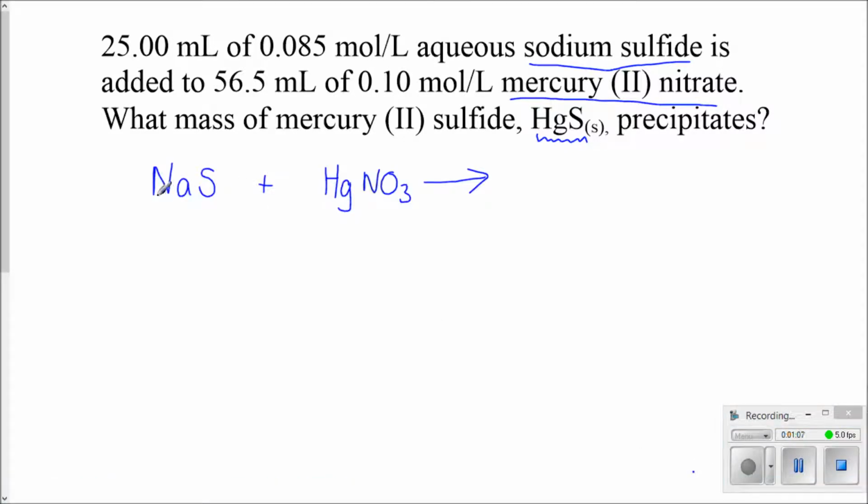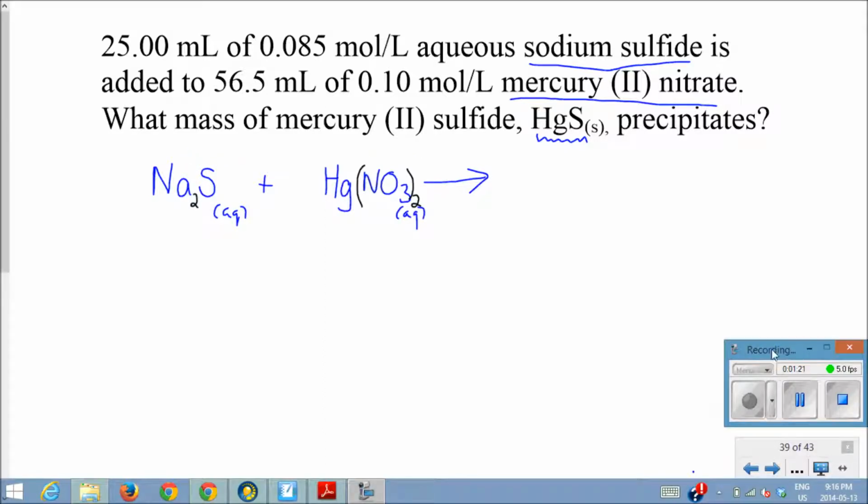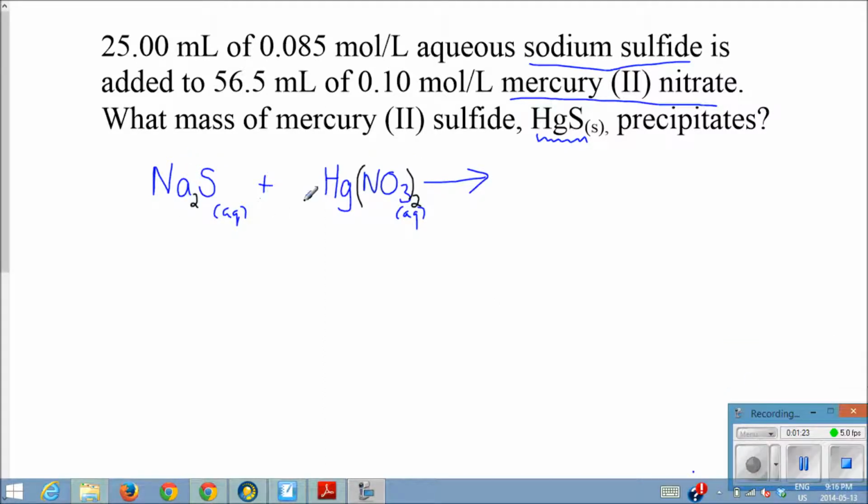So we write down the chemical formula for our compounds. We write down the charges at the top. We write down the states. We cross over. So these are my reactants here, Na2S plus Hg(NO3)2.